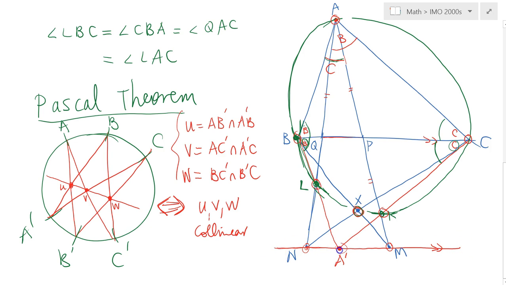We claimed earlier that A prime is on the line NM because it's simply a reflection of the point A across BC, and PQ being the midline, this clearly shows that A prime is on that line. Because N, A prime, and M are collinear, this forces point X, by the converse of Pascal's theorem, to lie on the circle as the 6th point, and that proves the problem. Hope you enjoyed the video. I'm looking forward to seeing you guys in our next lecture.